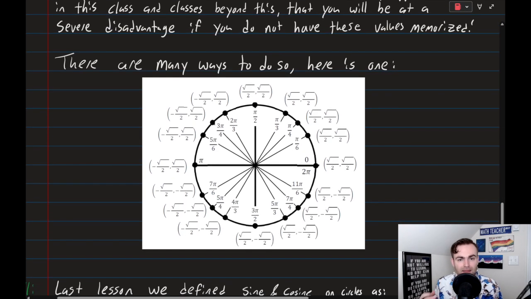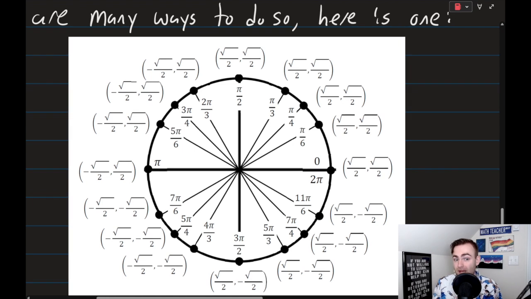Here's a way that works for some people, and that is, there is a pattern here. If we go by the first quadrant angle of 0, I know that the x-coordinate is 1, and I know the y-coordinate is 0. I can also rewrite that as the square root of 4 divided by 2, comma, the square root of 0 divided by 2.